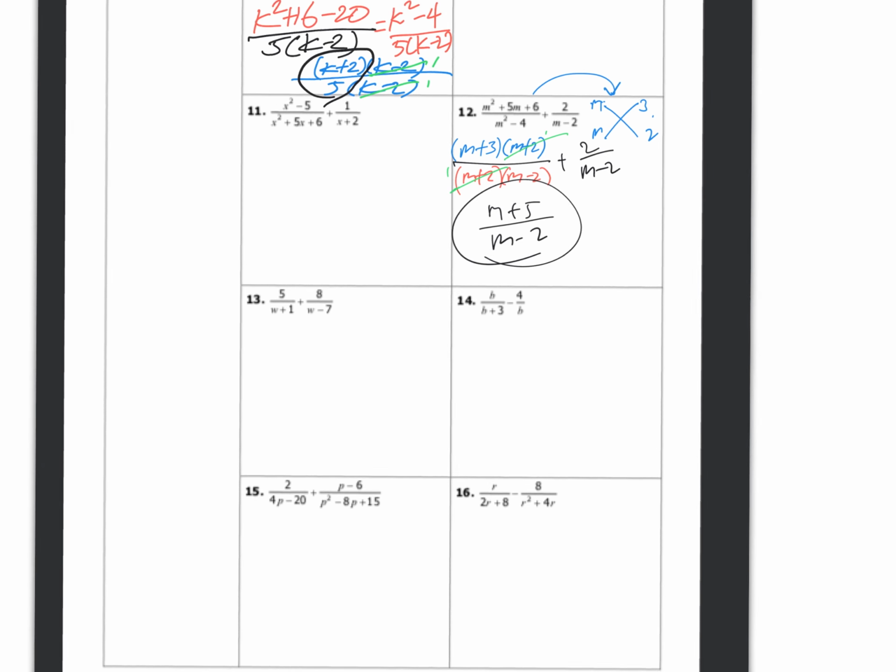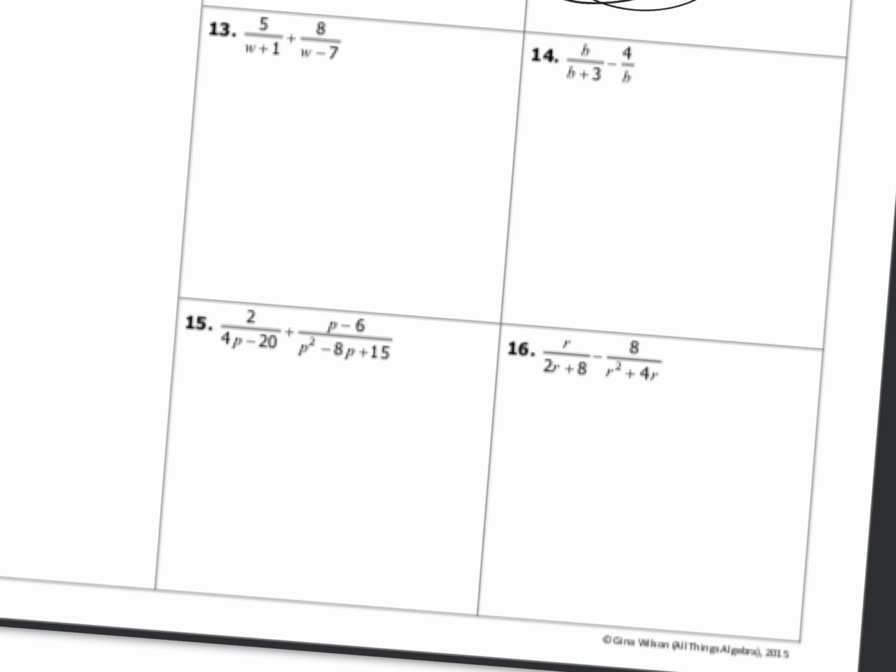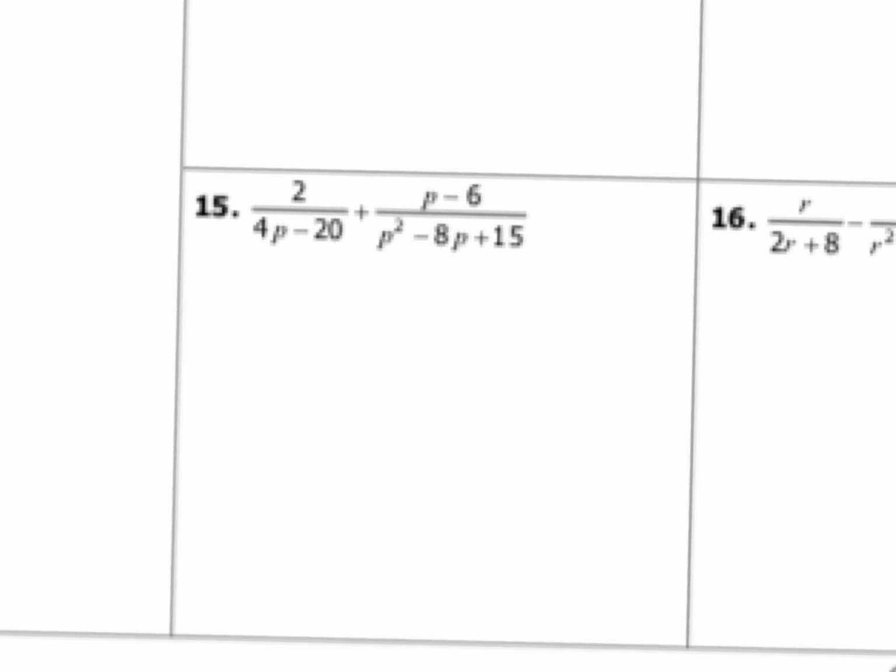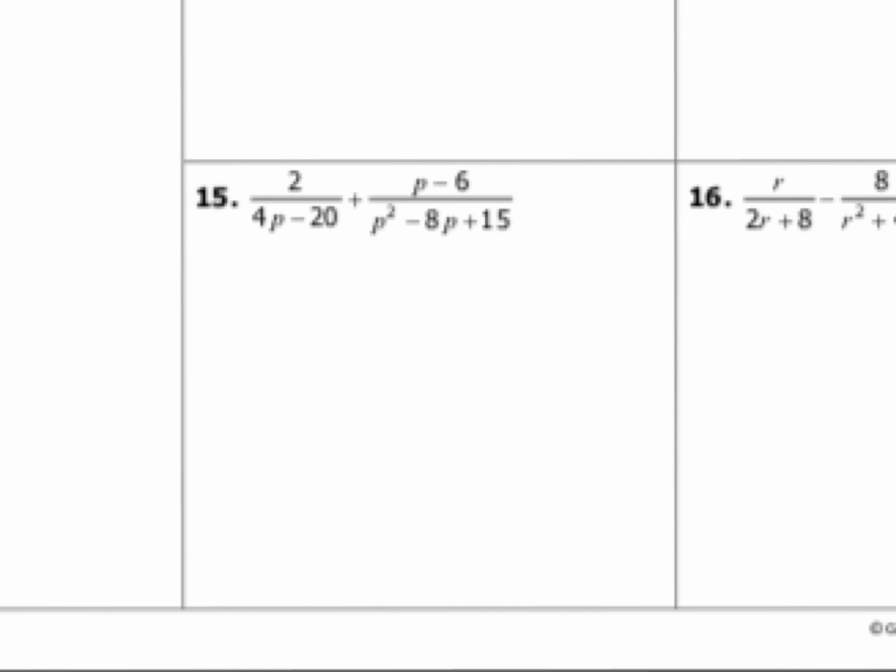All right, we're going to do one last one together. Let's take a look at number 15. Go ahead, pause the video, try yourself, restart the video when you're ready to go over it. All right, we're back. So, once again, I'm looking at denominators. I'm like, okay, I need to factor these.